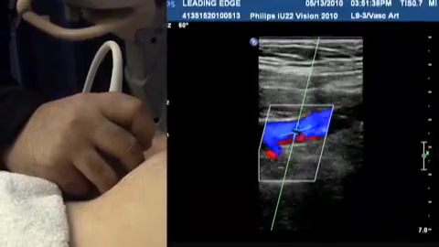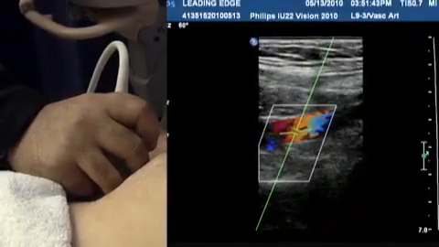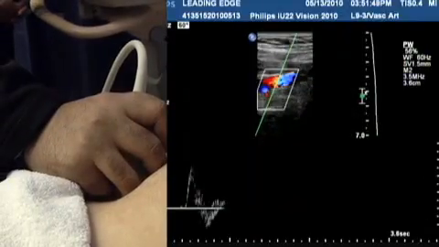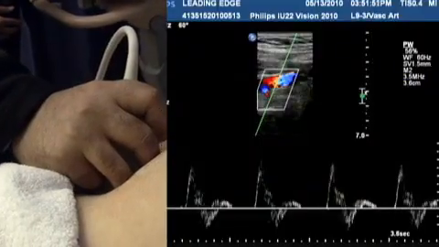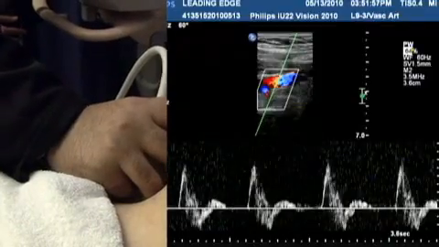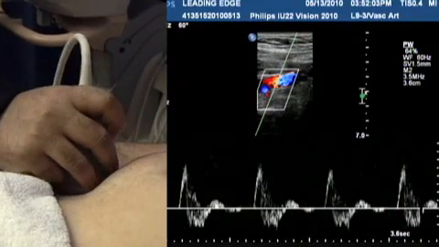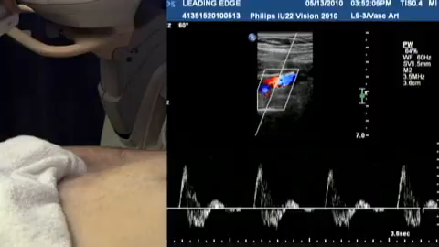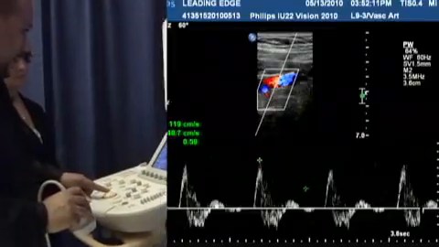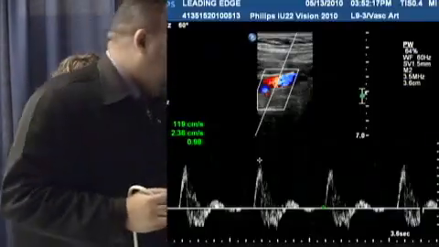And let me steer that so that it's parallel to the wall? And then just do a quick update. Let's listen to that. And again, nice, normal waveform, just increasing the gain a little bit. And again, you would want to, after you get a few representative waveforms, freeze it and then acquire your velocities. Let's see, caliper, peak, select, and then end diastole. And the velocity here is 119 centimeters per second with a good normal triphasic waveform.